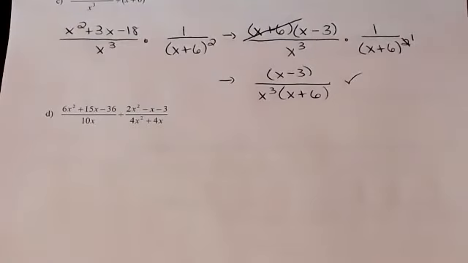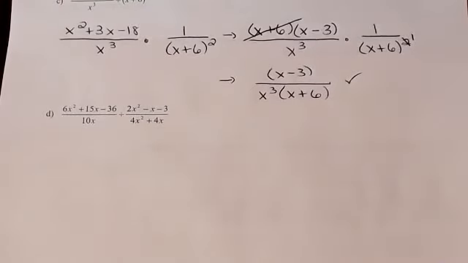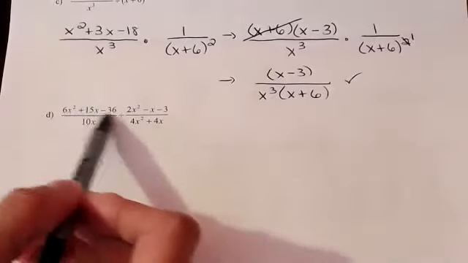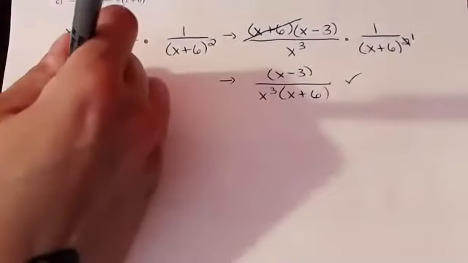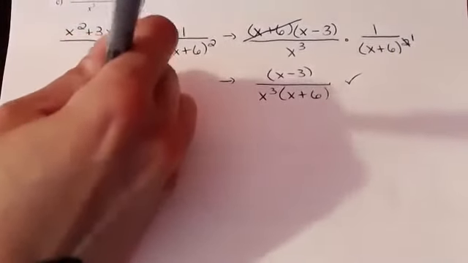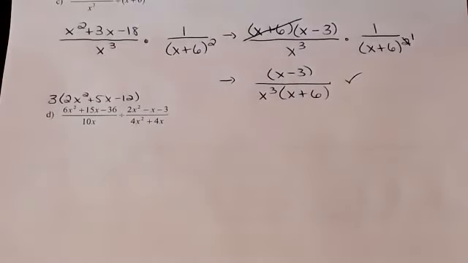For part D, we're going to factor like crazy. If you are okay with it, I'm going to factor kind of as I rewrite, just to save some time. So this 6x squared plus 15x minus 36, when I see something like this, the first thing I notice is I can take out a 3. So I'm just going to factor out a 3 and see what I have left. That leaves me with 2x squared plus 5x minus 12. So that's me factoring out that GCF.